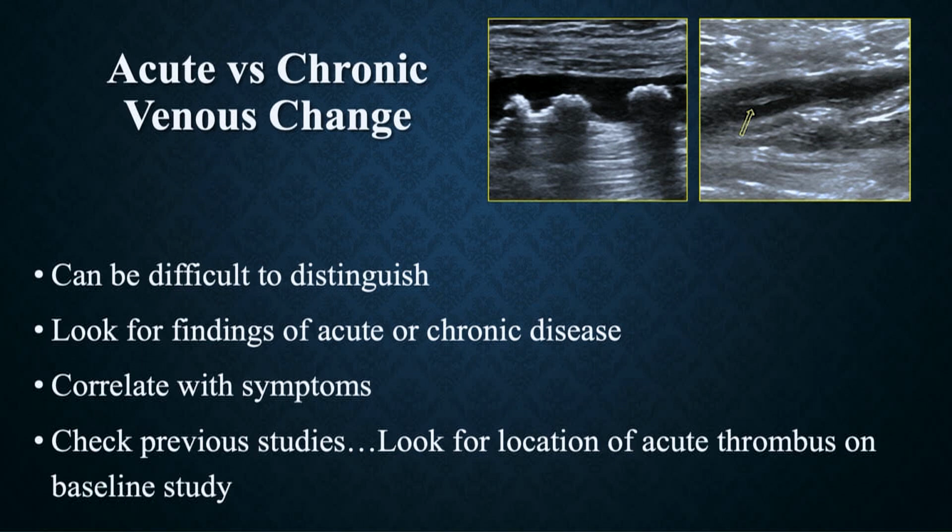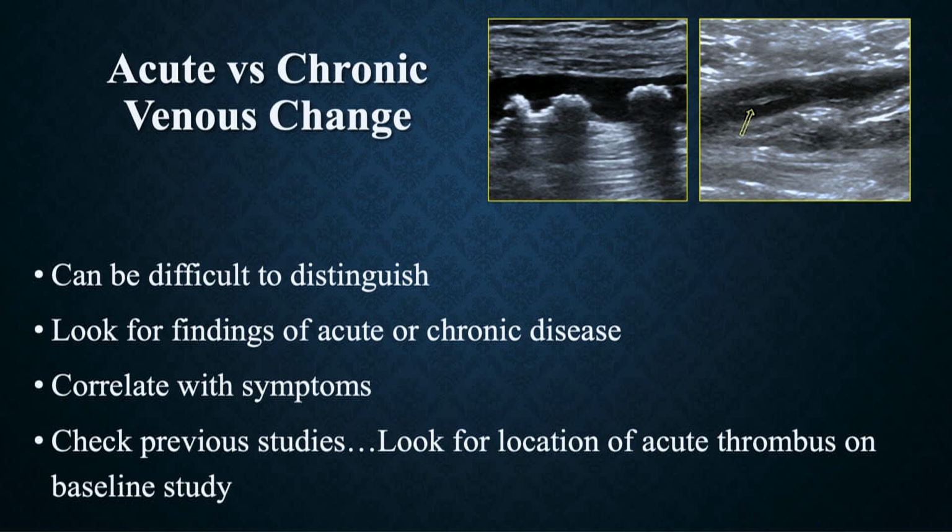Here are some examples. Again, looking at these, these are classic signs of chronic venous change. Calcification along the wall with shadowing. Clearly, that's something that's old. And here on the right-hand side, we see these linear strands passing through the lumen. This is scarring related to prior DVT.